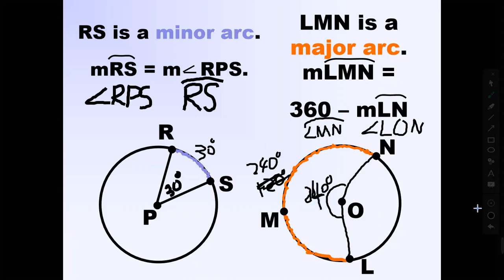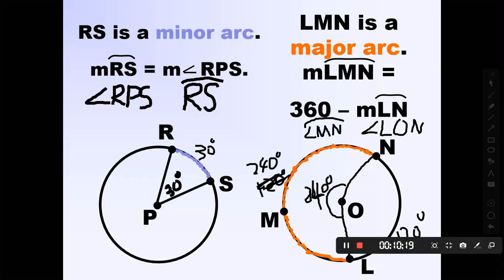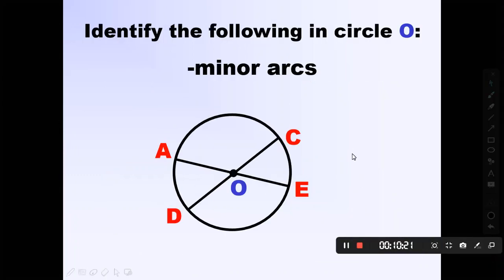So let's say they tell you the arc LN is 120 degrees, and they want to ask you what is the arc LMN. We know LMN and LN form a complete circle, so adding them together has to equal 360 degrees. You use 360 to subtract 120, which equals 240, the arc of the major arc LMN. Okay, let's do some practice.